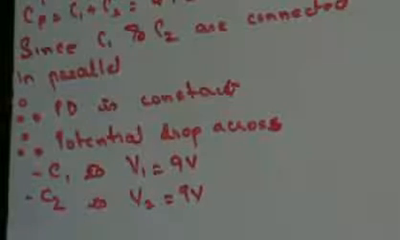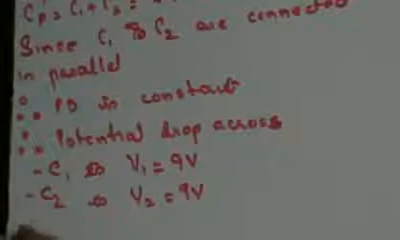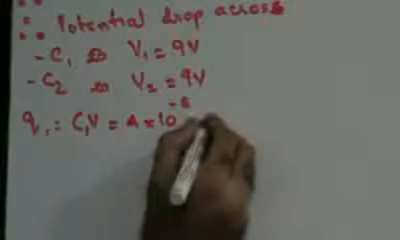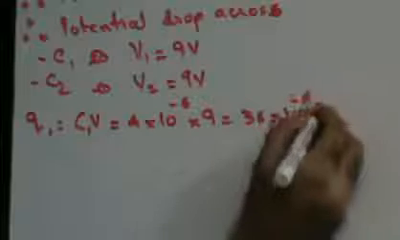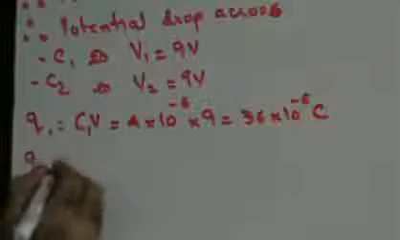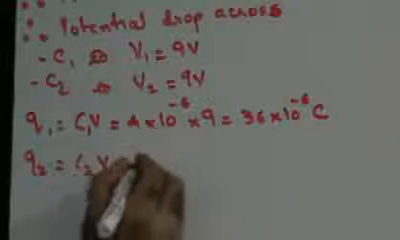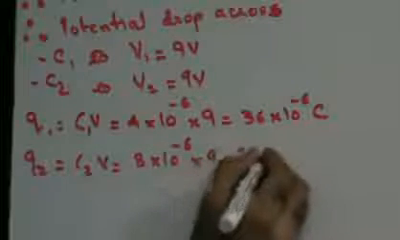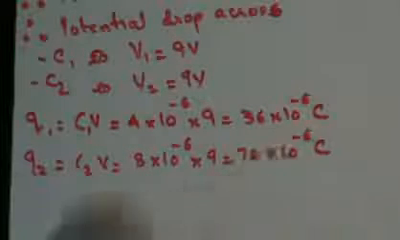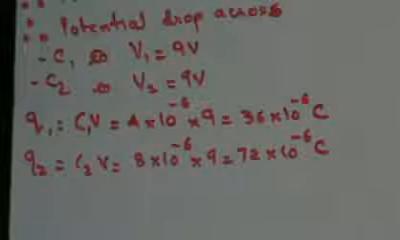Next, what is the charge on each capacitor? Charge Q1, Q is equal to CV. So C1V we know is 4 into 10 raised to minus 6 into 9, 4 nines are 36 into 10 raised to minus 6 coulombs. Q2 is C2V, C2 is 8 into 10 raised to minus 6 into 9, 72 into 10 raised to minus 6 coulombs, right? That will be the charge on each capacitor.